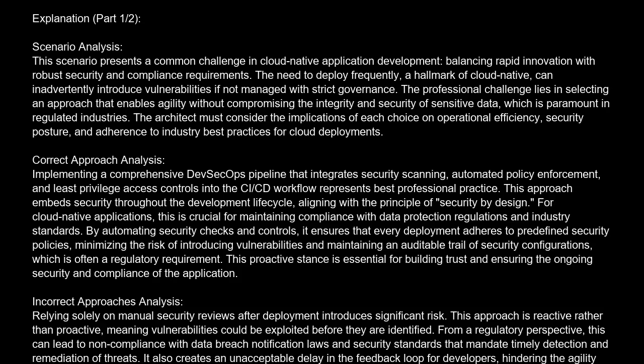The correct answer is D. Integrate automated security scanning tools, policy enforcement, and least privilege access controls directly into the CI/CD pipeline.